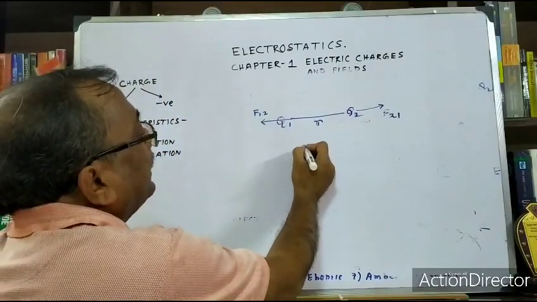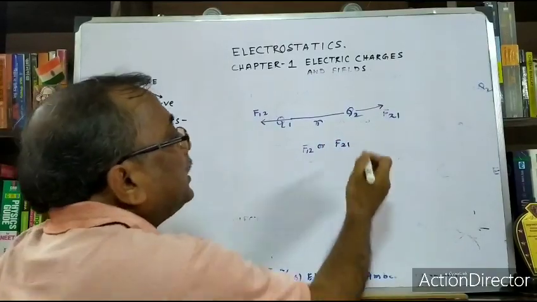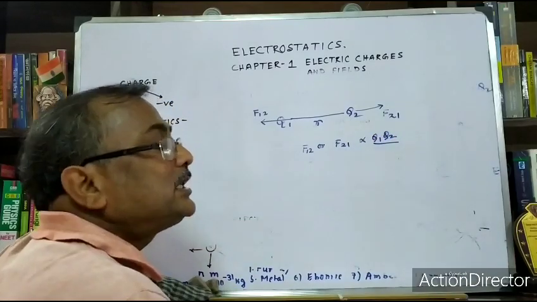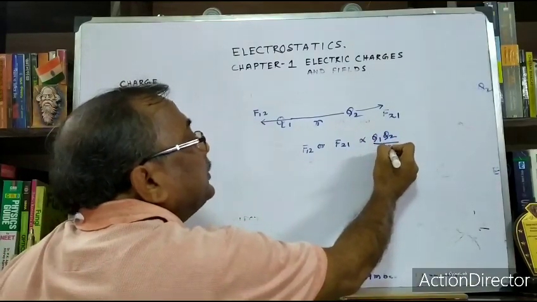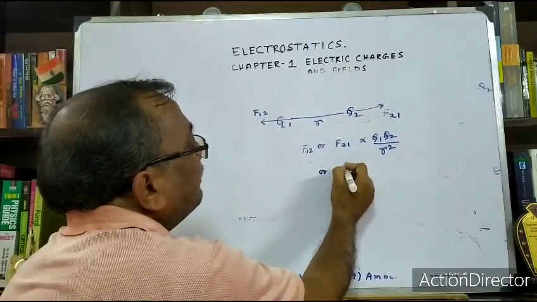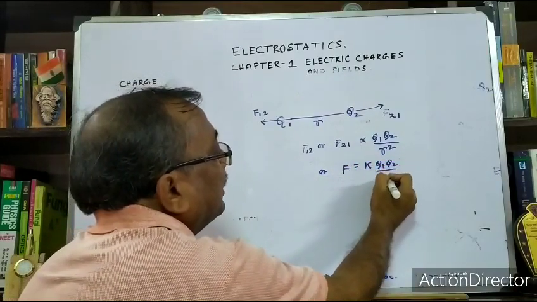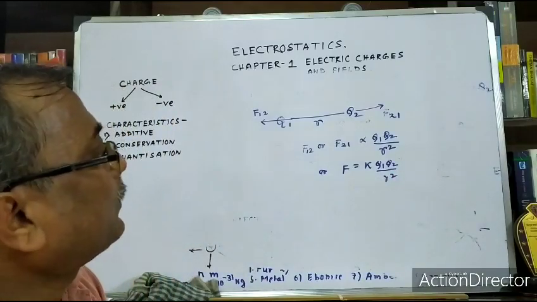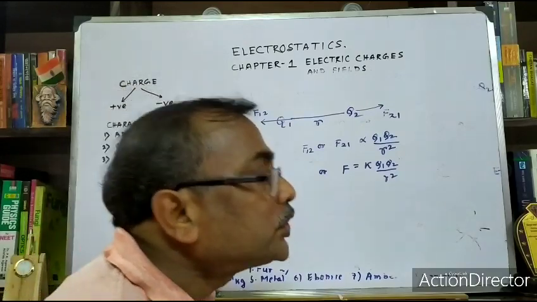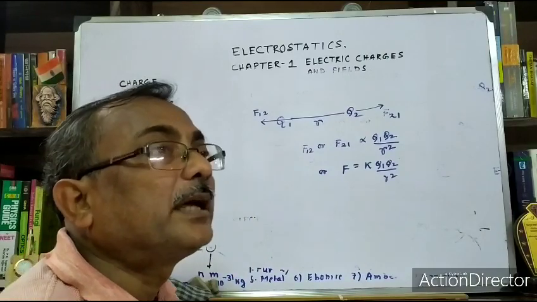Now according to Coulomb's law, F12 or F21, I am taking the magnitude part, is proportional to the product of the charges and inversely proportional to the square of the separation between the charges. Or we can simply write F equal to some constant times Q1 Q2 divided by r square. Now, the very important question is, Coulomb's law and Newton's law, how are they interconnected?